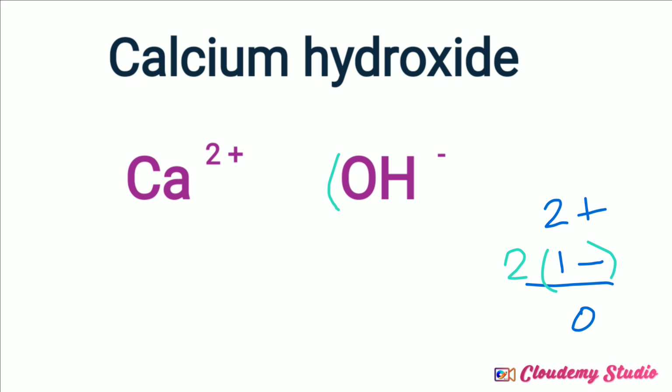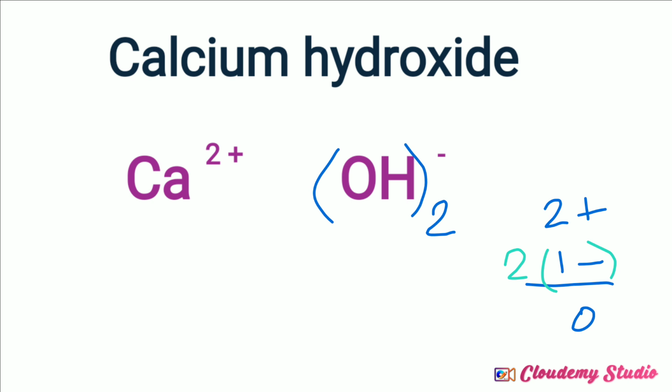This has to be enclosed within the bracket or parenthesis. Then after that, this has to be multiplied by 2 times. That 2 we need to write as a subscript here at the bottom. So when we are multiplying like this, the charges are cancelled. 2 positive, 2 negative. Here 2 times 1 minus becomes 2 minus. So the charges are cancelled.